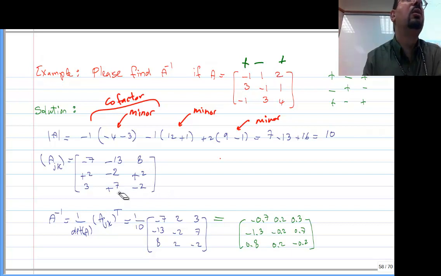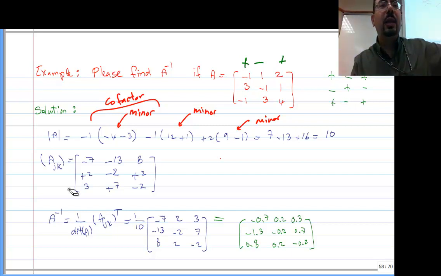Do you want to do one more? We have 7 minutes, we can do all of them. So for example, this 7, how did I get that 7? I come here and I cancel this row and this column. I have this minus this. Minus 1 times 1, that's minus 1. And then it's minus 6. Minus 1 minus 6, that's minus 7. Why is it plus 7? Because of that sign. All right? So you get this matrix.